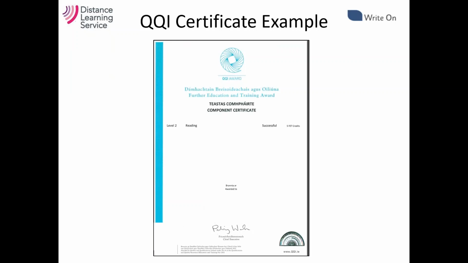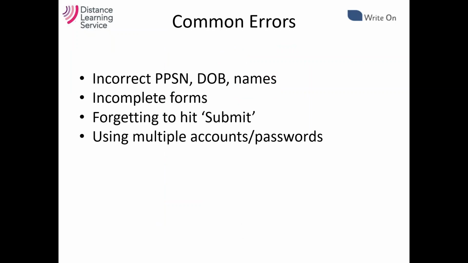So this is an example of what a certificate could look like. Some common errors that we do find on the forms is, as I say, incorrect information or incomplete forms, or the form may be filled out, but people forget to hit submit, and the submit only appears when you tick the box at the bottom of the page, or that people have used multiple accounts and passwords, so they've actually done work under one password and account, but then are trying to submit for an award somewhere else. So do make sure that the one account and password is used for all the award work.